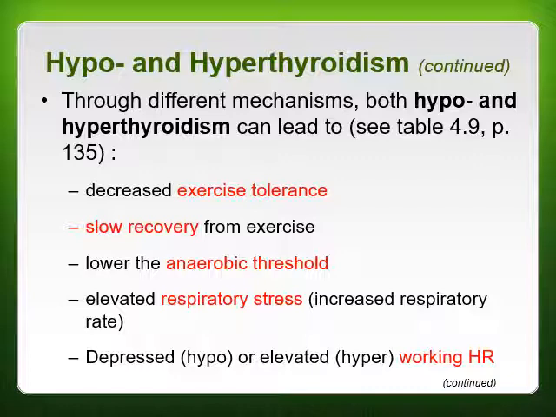So these are problems for the body, and these are problems for you as an exercise professional to know about, because if they can't tolerate it, if they don't recover quite as fast, if they can't work anaerobically quite so hard, or if they have to breathe more frequently, shallow breathing, heart rate gets messed with. These are all things for you to consider when you're developing a program for someone that has hypo or hyperthyroidism.